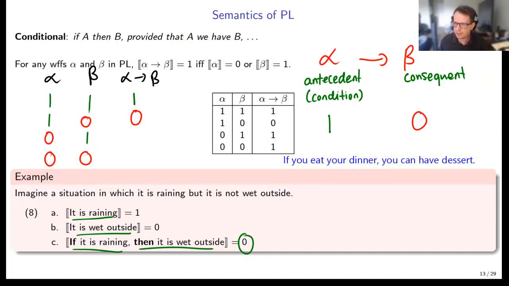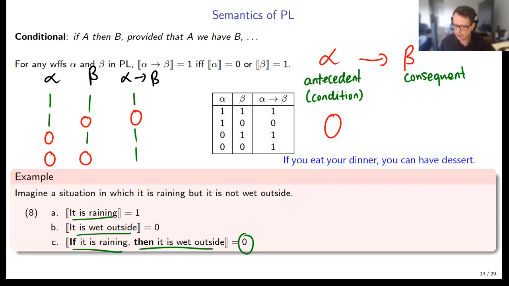So maybe that part's not too bad. The next two parts are a little unintuitive. If the antecedent is false, so imagine I say, if you eat your dinner, you can have dessert, and you don't eat your dinner, it doesn't matter what happens to the consequent. The conditional is automatically true. So that might be a little bit unintuitive.